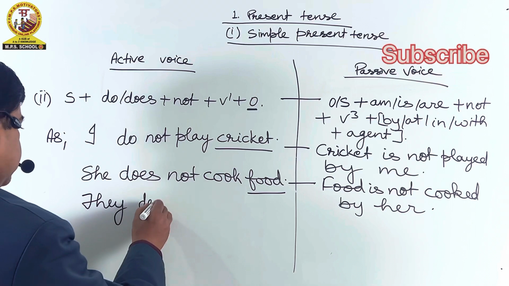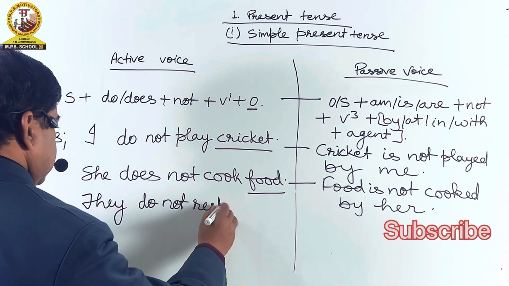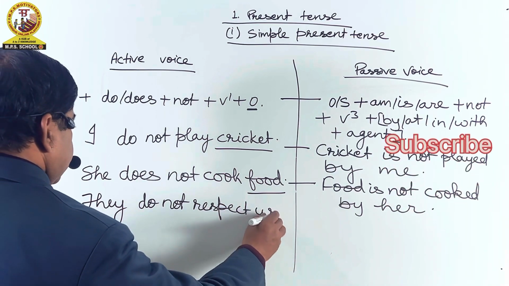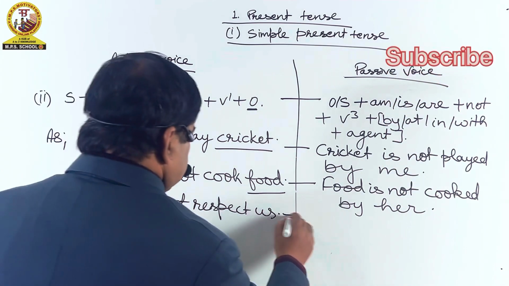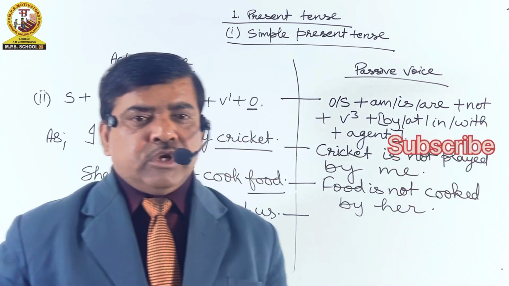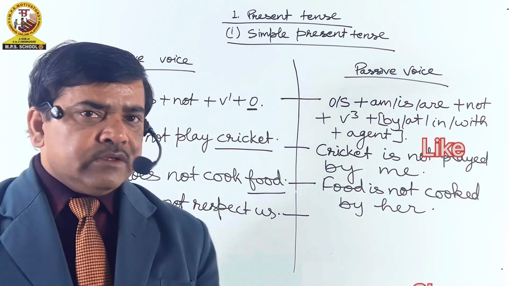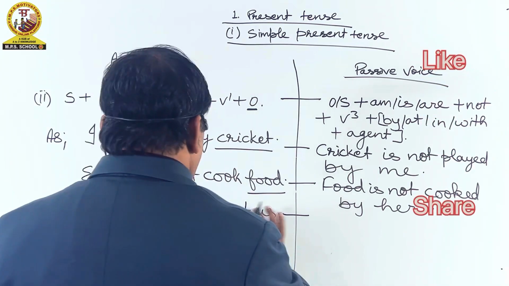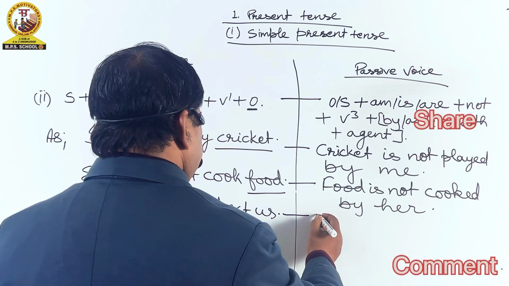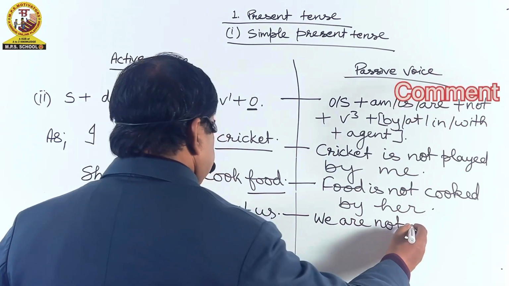They do not respect us. वे लोग हम लोगों का सम्मान नहीं करते हैं, वे लोग हमारा आदर नहीं करते हैं. They do not respect us. So the passive voice of this sentence will be: we are not respected.